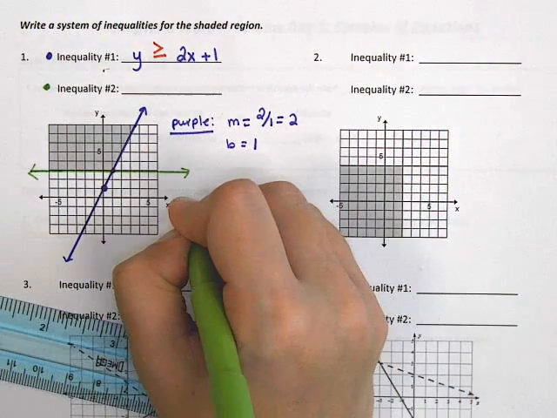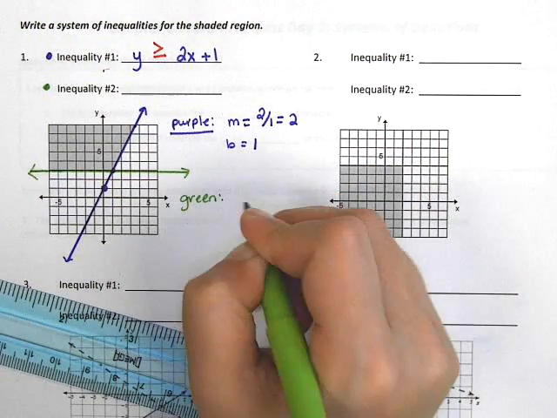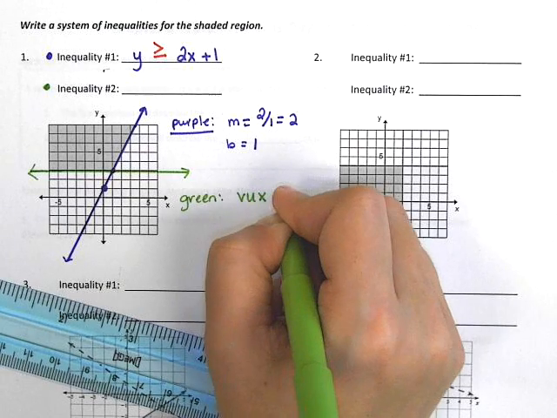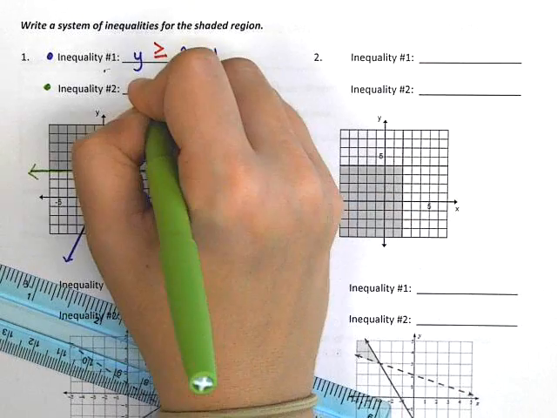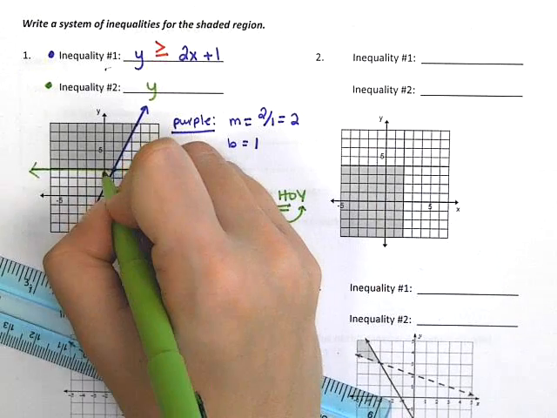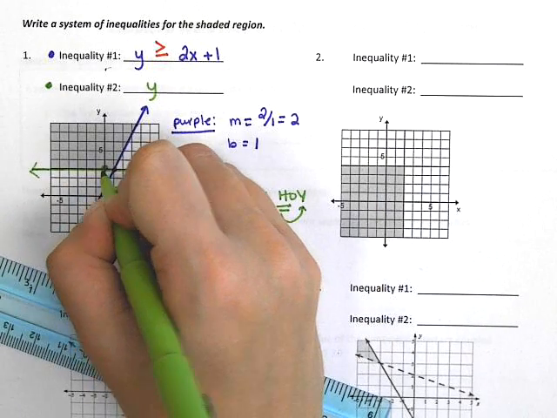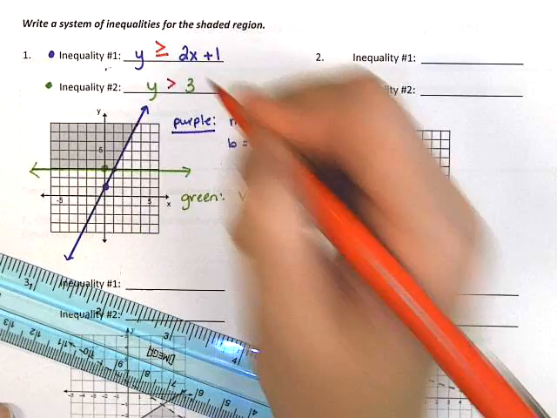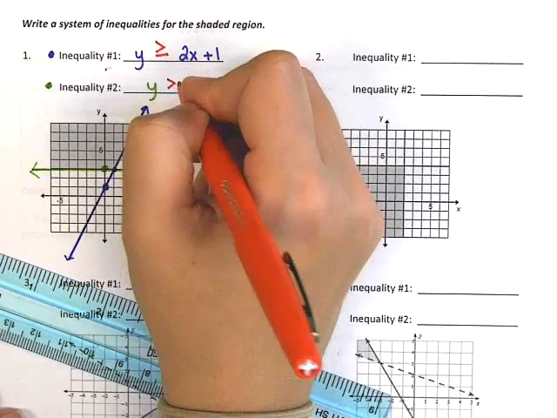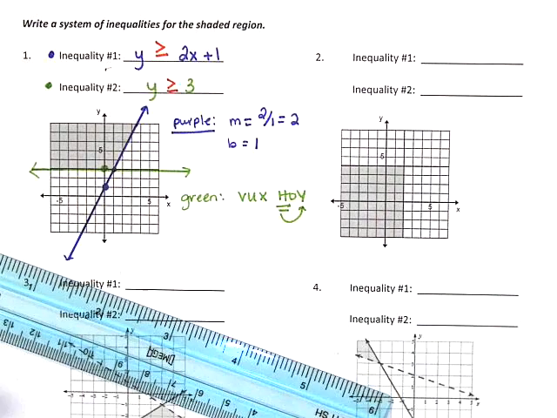Now for the green line, I'm noticing that it's horizontal. So I'm going to think about VUXHOY. For horizontal lines, I know I use the letter Y. And this line is located at +3. Because the shaded area is above this line, I would make it a greater than. And because it is a solid line, I would make it an equal to.